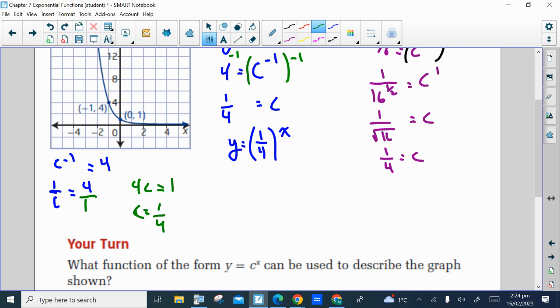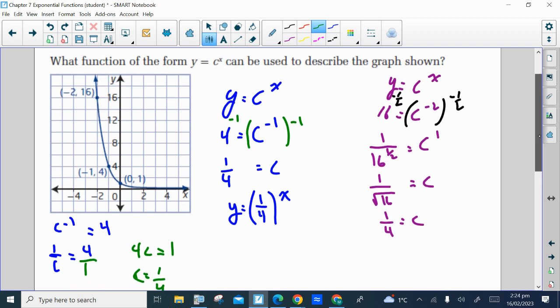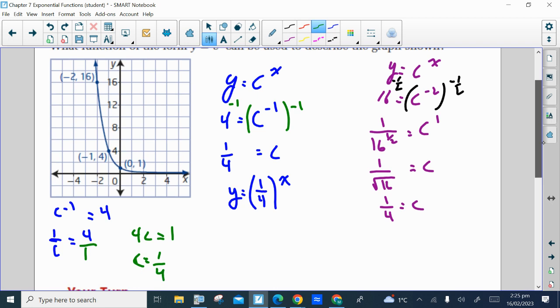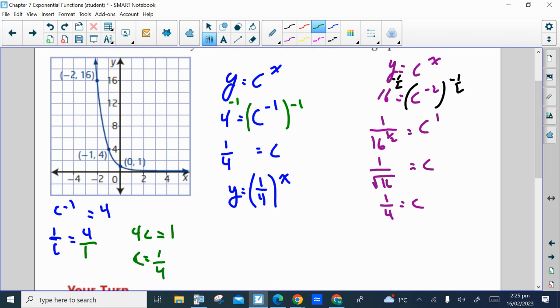Now for the next one, it might not have been quite as easy, because you would have had c to the -2. Well, it would have worked. 1/c squared equals 16. You could have done the same thing. Cross multiplied and you would have got it that way. Yep, that will work.